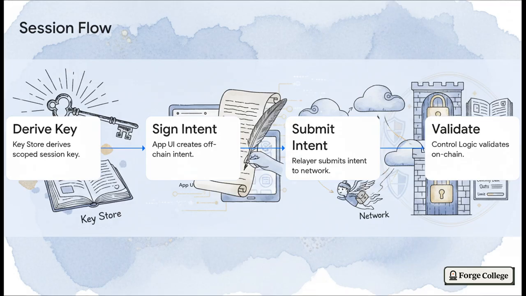Step 1, derive a scoped session key. Step 2, the app silently creates an off-chain intent. Step 3, our concierge relayer submits it. And step 4, the on-chain security desk validates the signature and ensures the user hasn't exceeded their tipping limit. It's totally invisible to the user, but strictly enforced by the architecture.